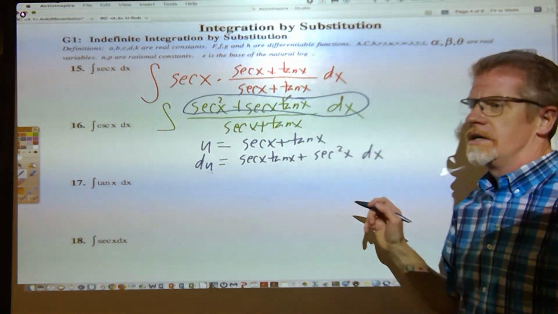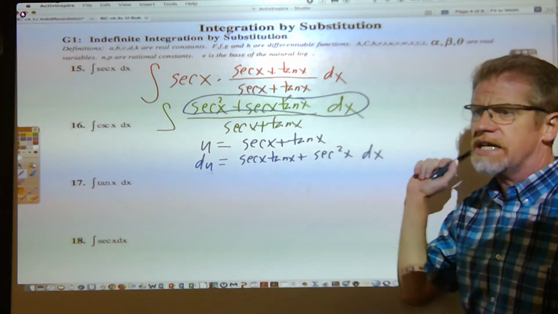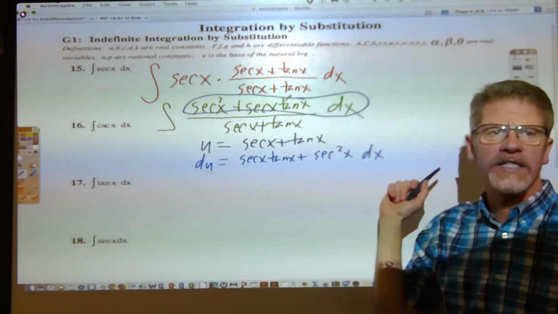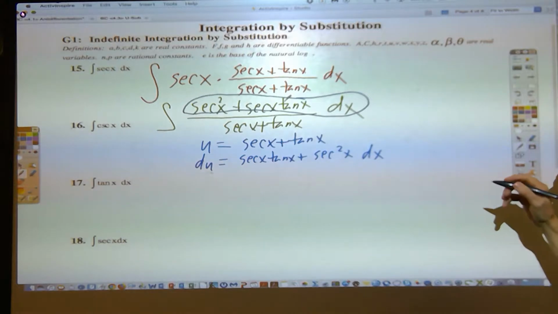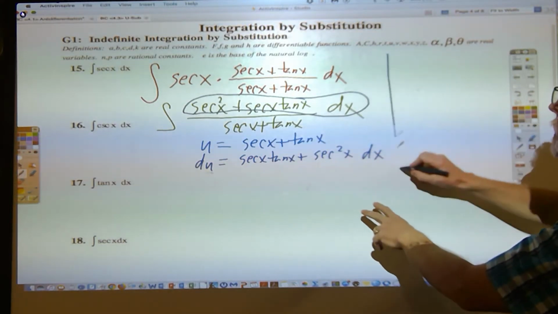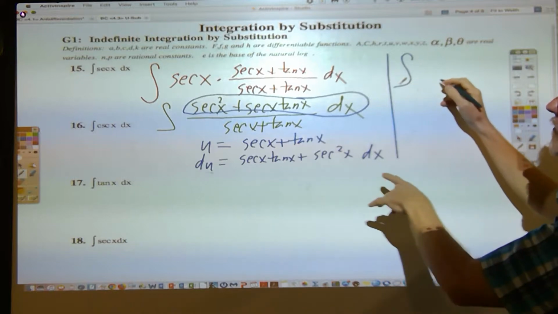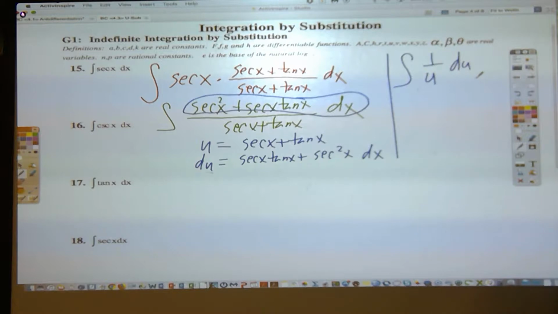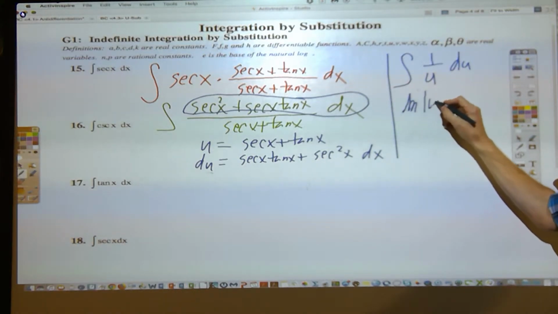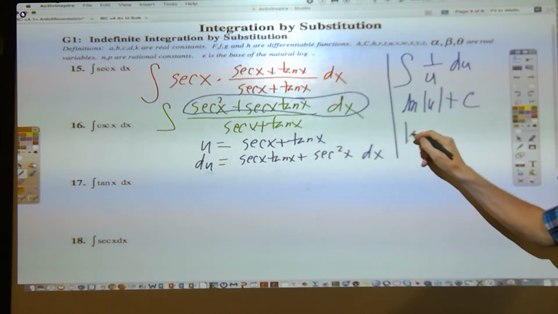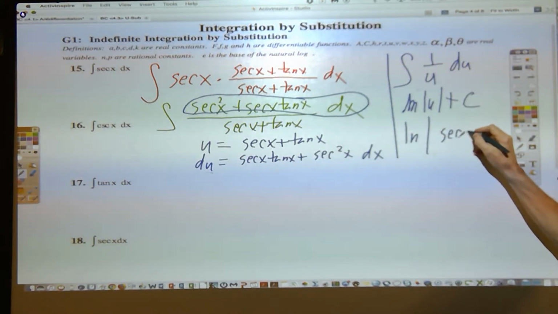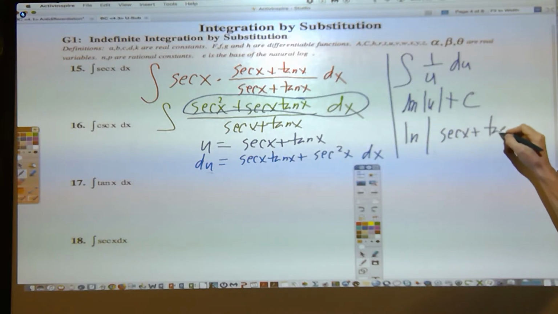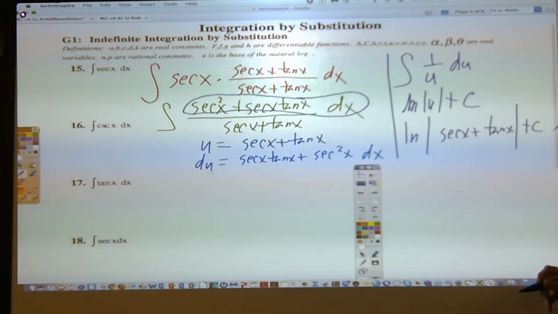It's a perfect match: secant squared x plus secant x tangent x dx. We don't even need to doctor it up. With this u substitution, its antiderivative is 1 over u du. Do you agree? Just 1 over u du. So we're going to write the natural log of the absolute value of u plus a constant, where u is secant x plus tangent x, then plus c.